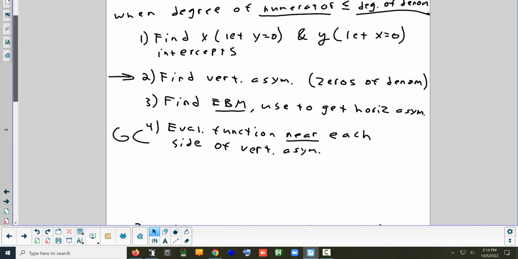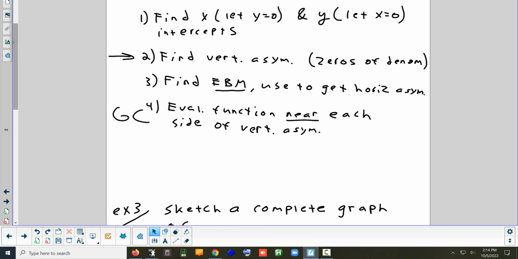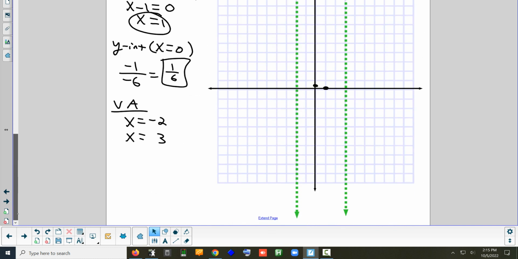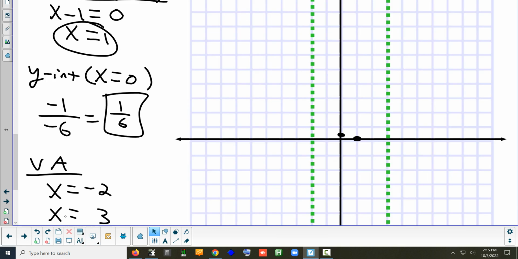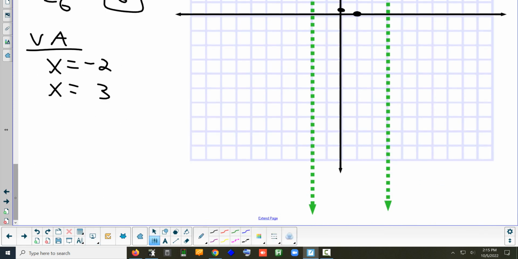After we find the verticals, what do we want to find after the vertical asymptote? We want to find the horizontal. And what do we have to use to get the horizontal? The EBM. Yep, we find the EBM. Okay, let's find the EBM.